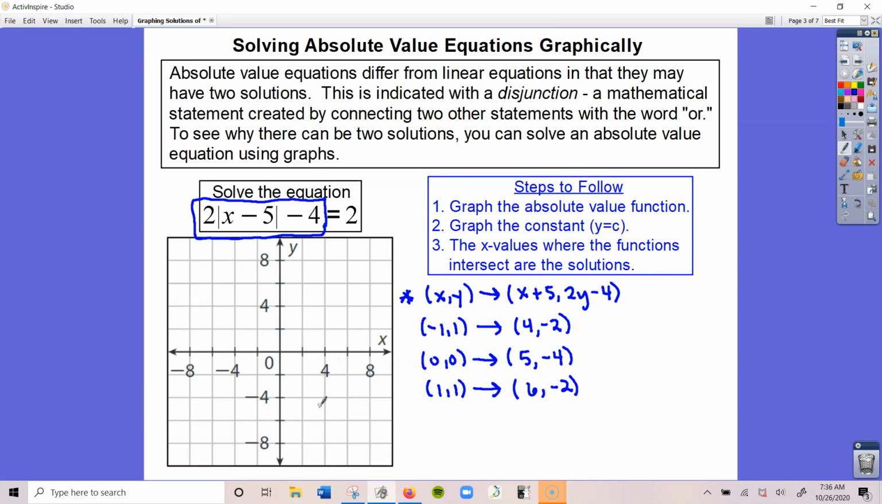So 4, negative 2, so right here. Then we have 5, negative 4. So if you notice our axis, it goes by 2. So 5 is right in between 4 and 6. So we're going to go 5, negative 4, which is right in the middle. And then we have 6, negative 2.